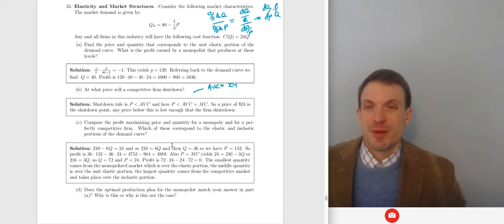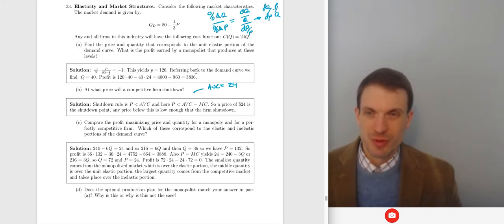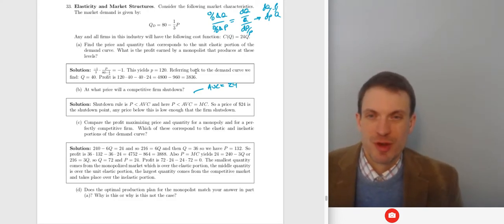All right, elasticity and market structures. Consider the following market characteristics. We have market demand given by quantity is equal to 80 minus 1/3 P. All firms will have the same cost structure. Costs are going to be just given by 24Q. Find the price and quantity corresponding to the unit elastic portion of the demand curve.